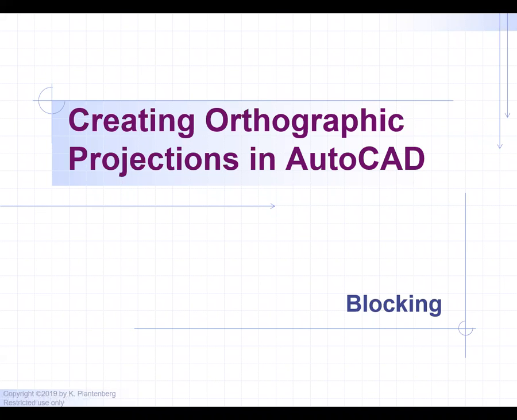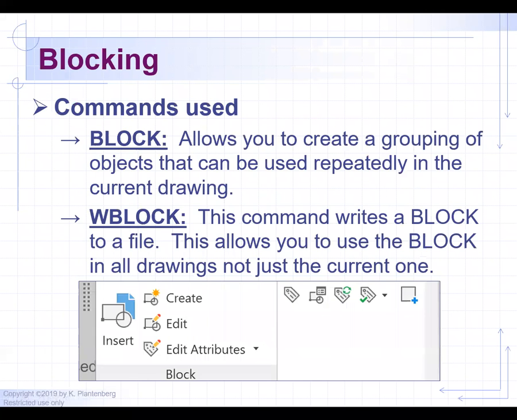Creating orthographic projections in AutoCAD. The command BLOCK allows you to create groups of objects that can be used repeatedly in the current drawing. WBLOCK allows you to write a block to a file. This allows you to use blocks in all drawings and not just the current one.